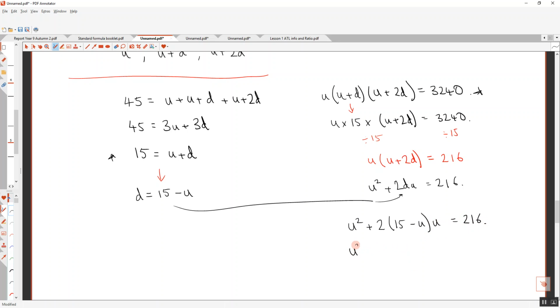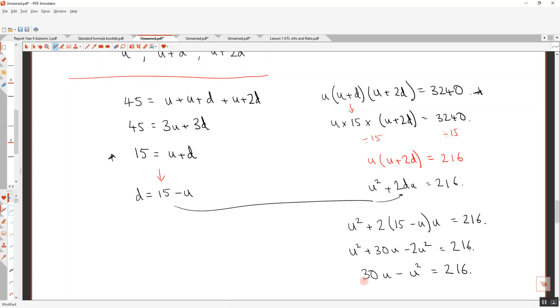Okay, I'm going to just go through this. So 2 times 15 is? 30. Multiplied by u is? 30u. 2 times u is 2u squared. And I've got u squared take away 2u squared is? Minus u squared.